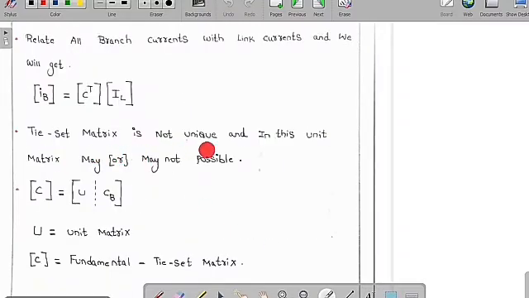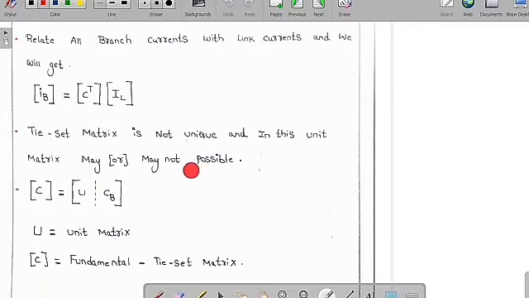The Dissect matrix is not unique because with the original network you can draw so many graphs. If the graphs are so many, then for each and every graph you are going to get a different Dissect matrix. Because of that reason we say the Dissect matrix is not unique, and a unit matrix may or may not be possible.